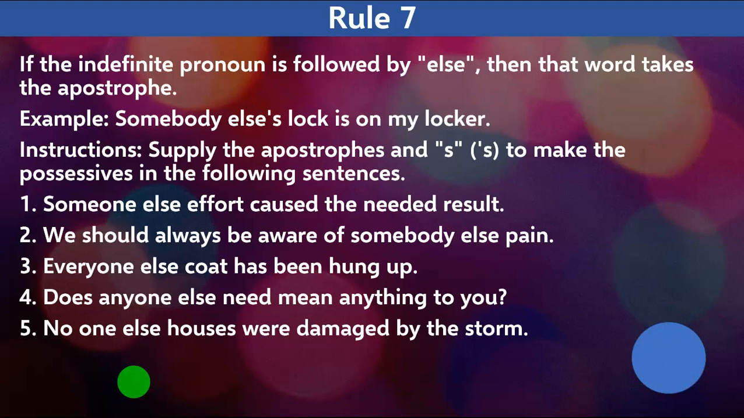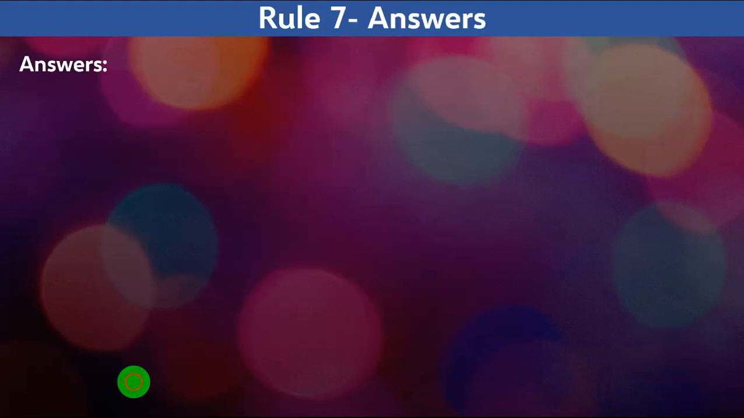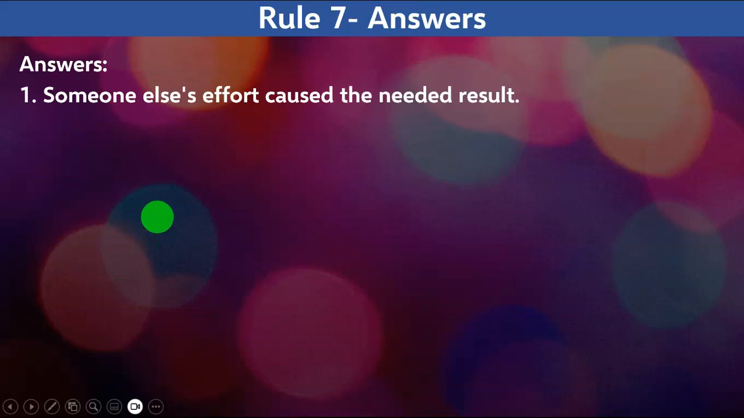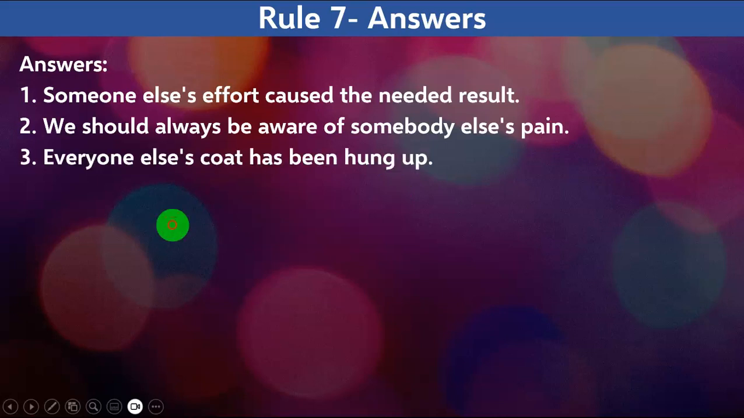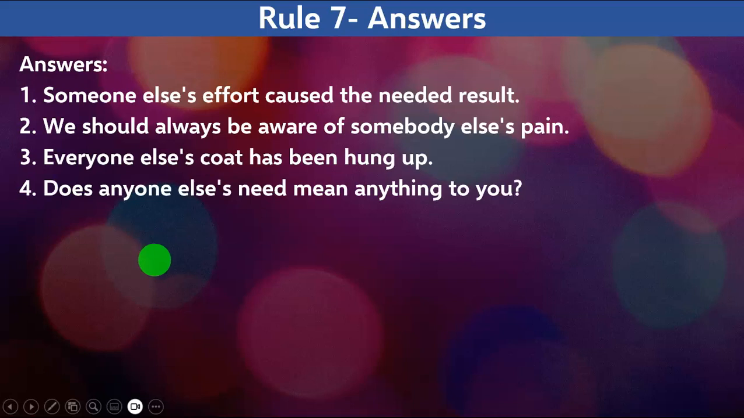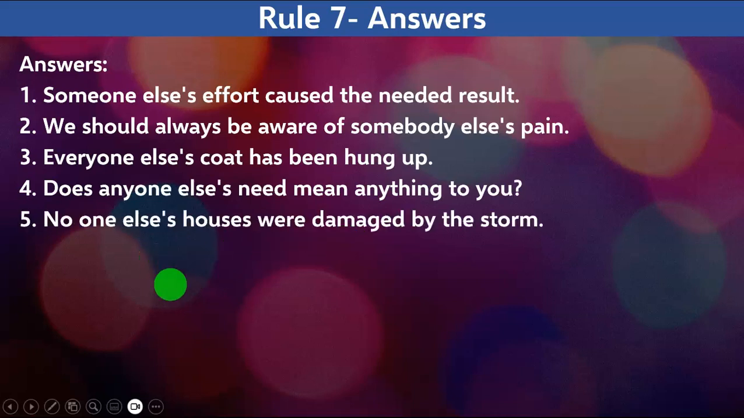Alright, let us look at the answers for rule number 7. The answers are someone else's effort caused the needed result. Number 2, we should always be aware of somebody else's pain. Number 3, everyone else's coat has been hung up. Number 4, does anyone else's need mean anything to you? And number 5, no one else's houses were damaged by the storm. So friends, that was rule number 7, and I hope that is clear. Let us move on to rule number 8.